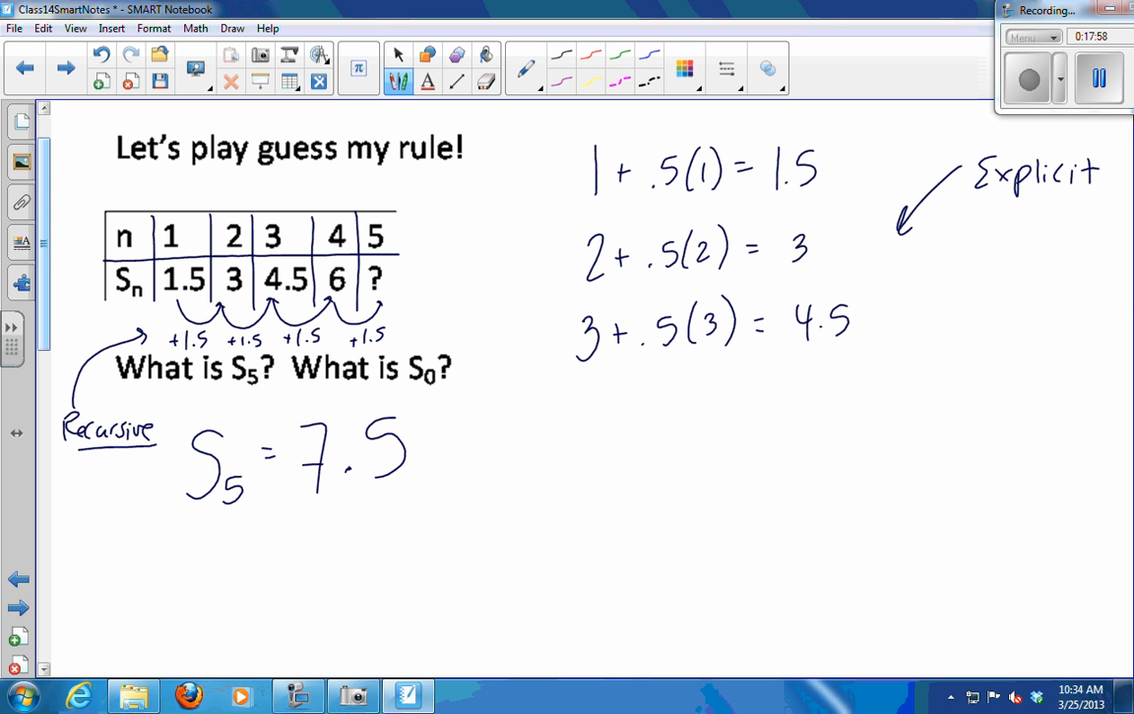All right, so using the patterns we've established, what would S sub 0 have to be? The number before 1.5 in the list. 0, right? Because to go forwards in the list, you add 1.5. So to go backwards in the list, you'd have to subtract 1.5. And 1.5 minus 1.5 would be 0.